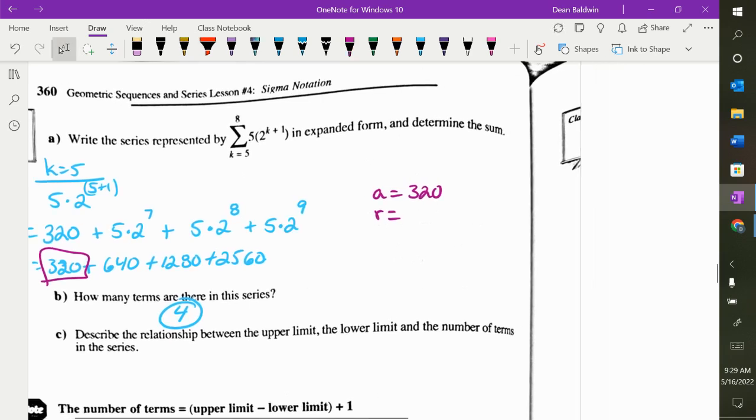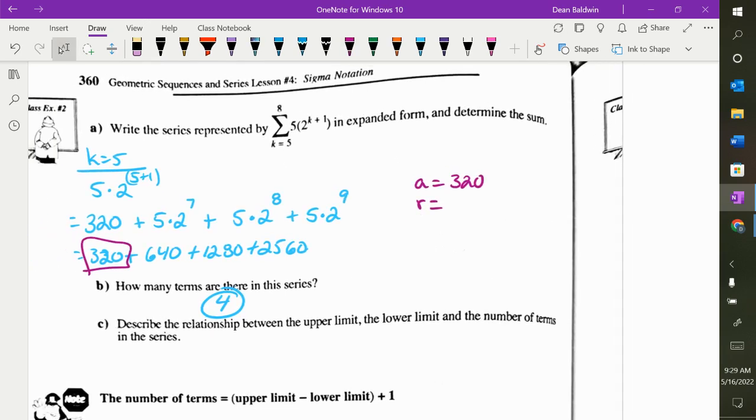The R value is what? How are you getting the second term? R value. Just look at the numbers. Divide the term in front by the term behind. What do you get? 2.